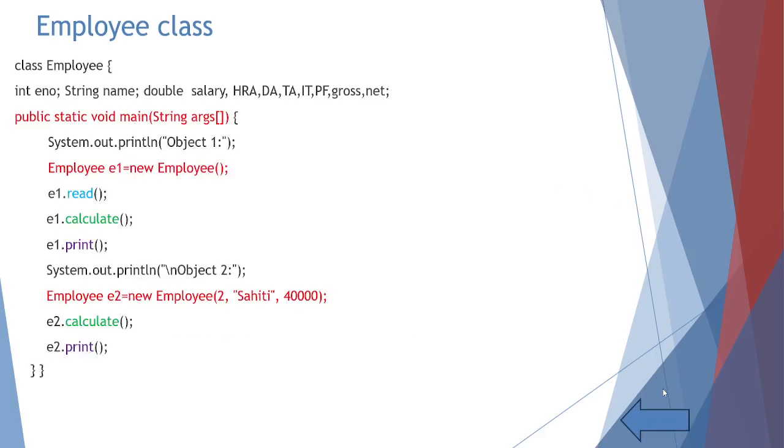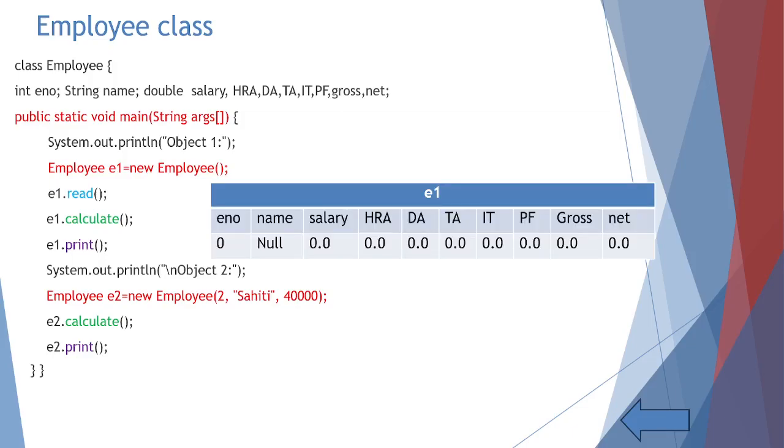Let's understand the main method. Employee class has all these variables, and then main is creating two objects. First one is Employee e1 equal to new Employee. Immediately in the memory, hypothetical representation only, e1 is created with all these variables: employee number, name, salary, HRA, DA, and all. Employee number being an integer, 0 will be stored. Name is a string, so null. Rest of them 0.0 because of the double data type.